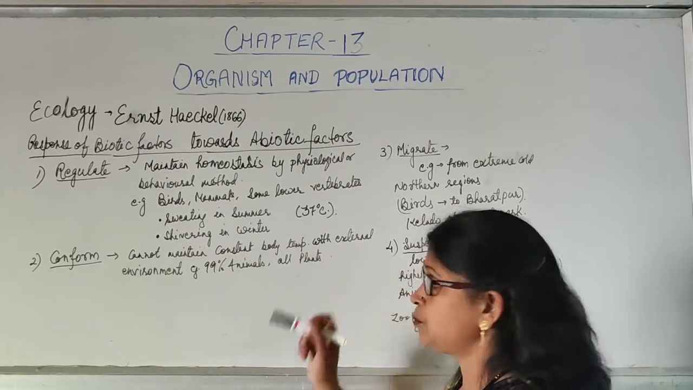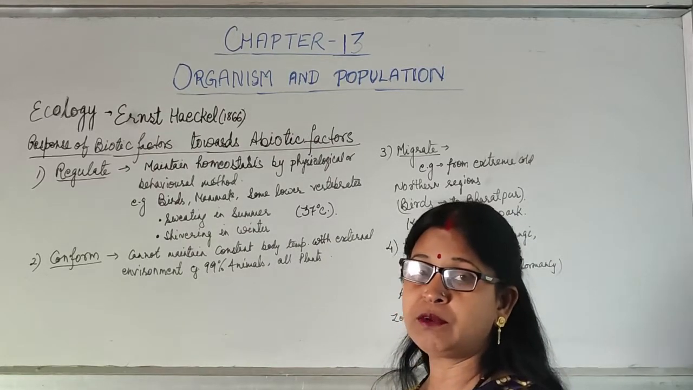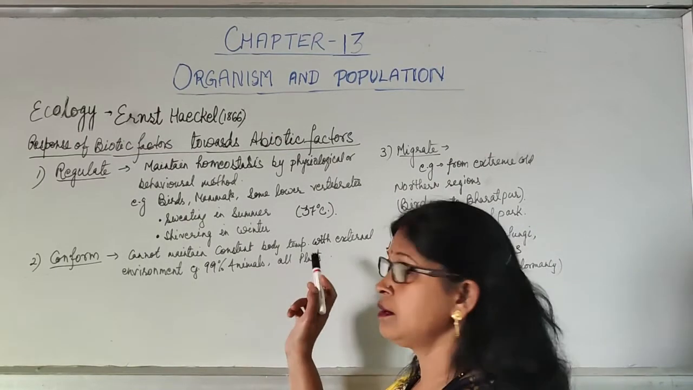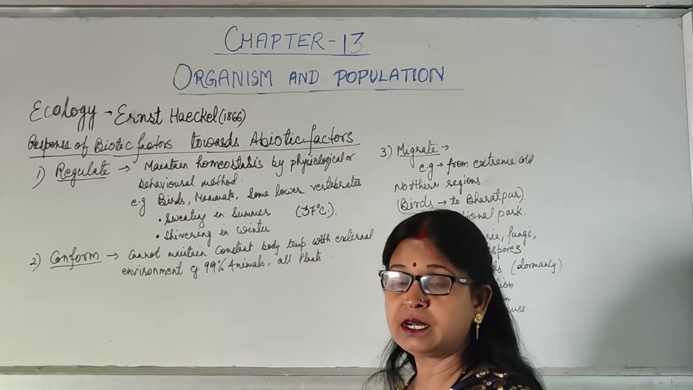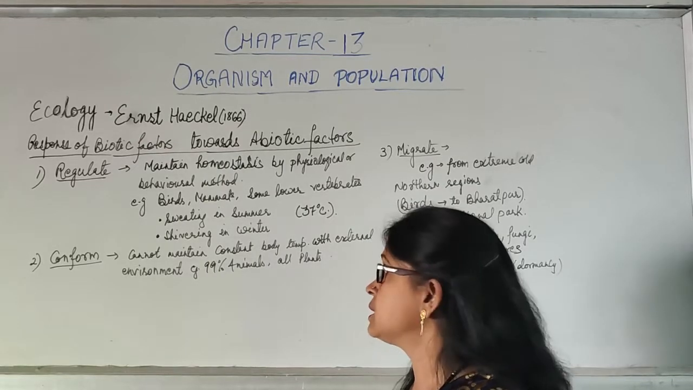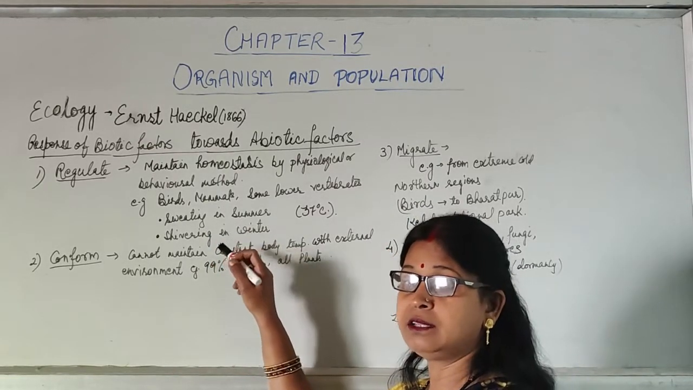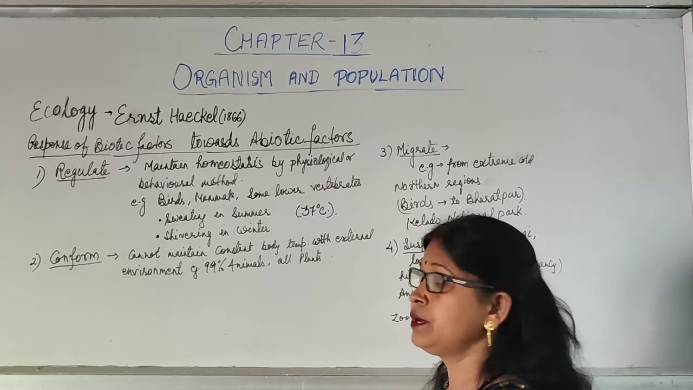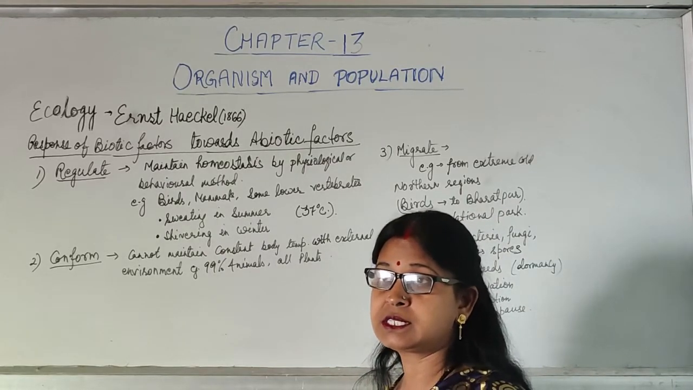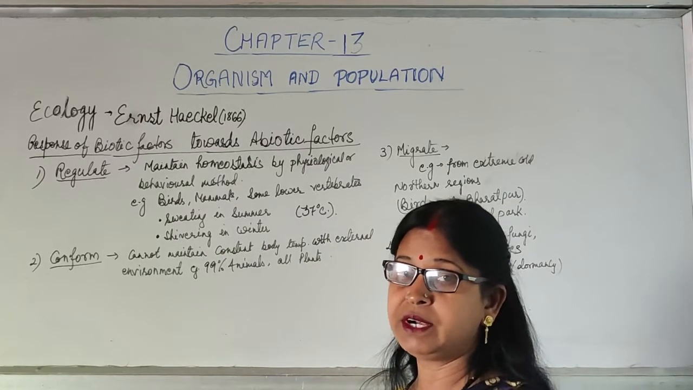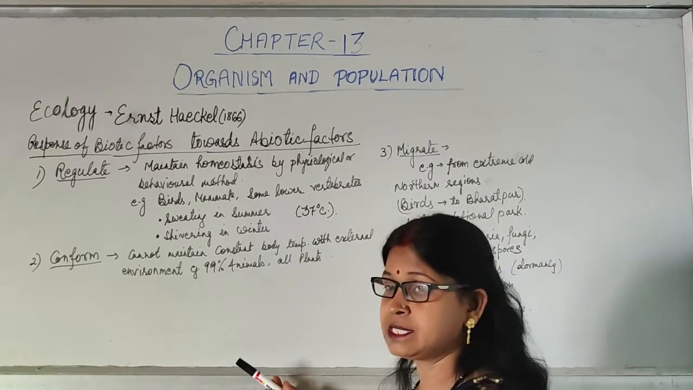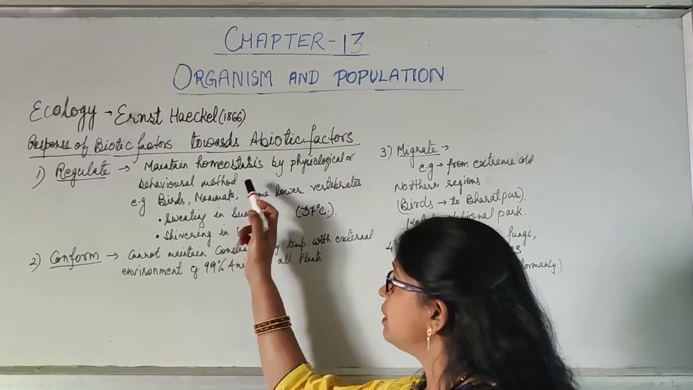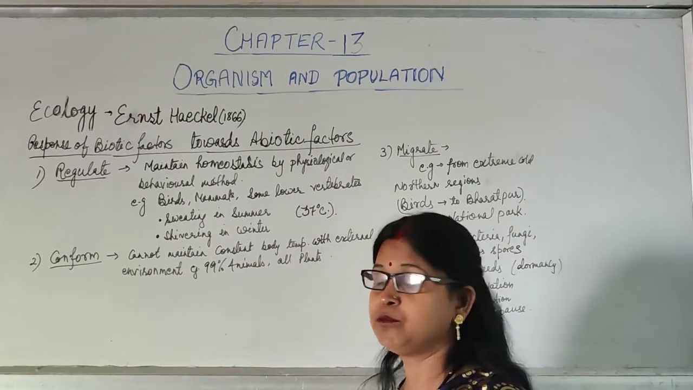For example, in mammals like humans, our body temperature is about 37 degrees centigrade. During summer, because the environmental temperature is more than the body temperature, sweating occurs, which maintains the body temperature and gives a cooling effect. But during winter, when the external temperature is lower than 37 degrees centigrade, shivering occurs to maintain the body temperature. In this way, the organisms maintain their homeostasis by different methods.